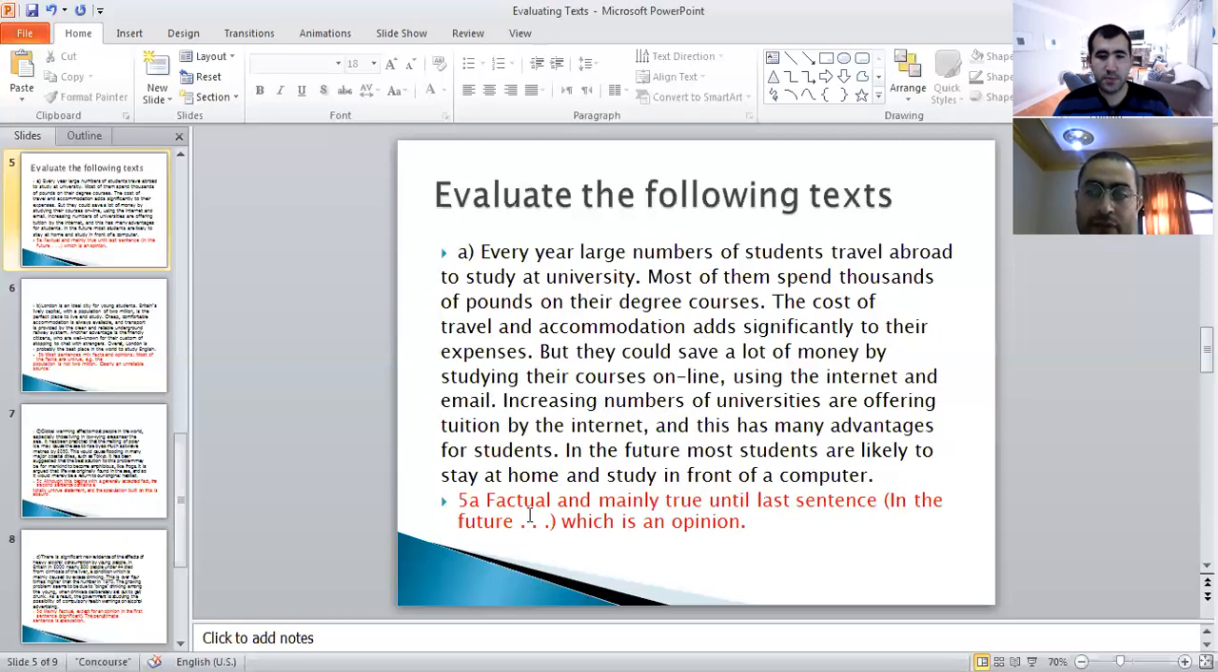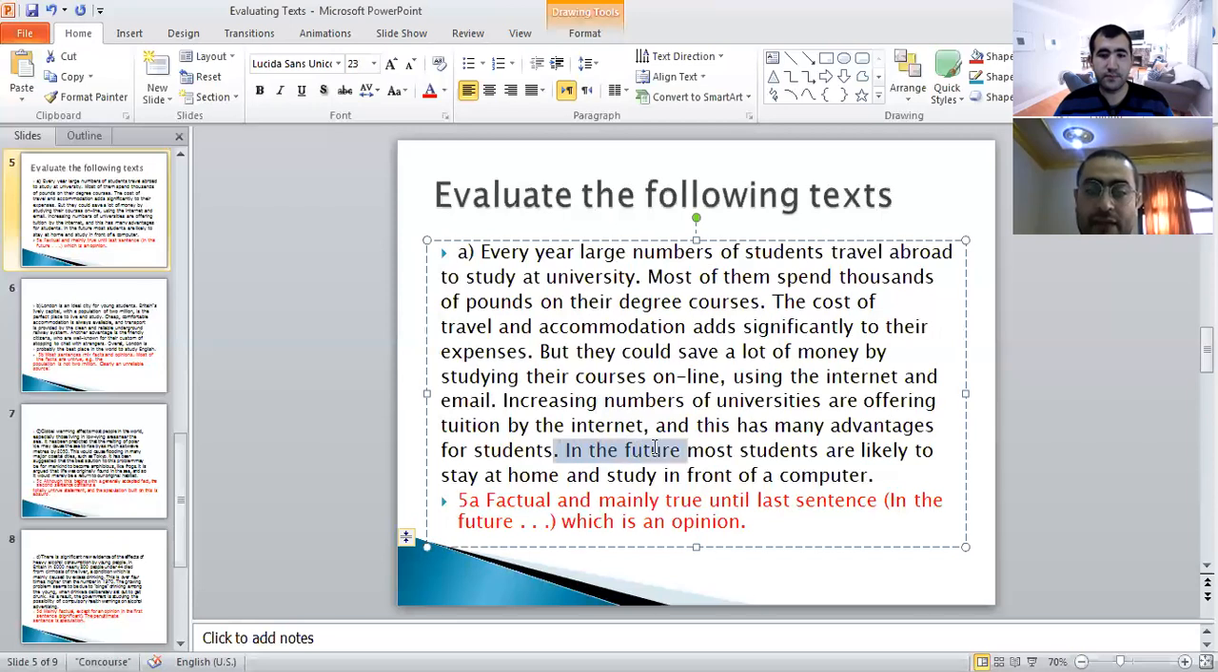The answer by the author: factual and merely true until the last sentence. So the whole text is factual, until the last sentence. Look at the last sentence: in the future, most students are likely to stay at home and study in front of a computer. So the last sentence is an opinion. It's not a fact.